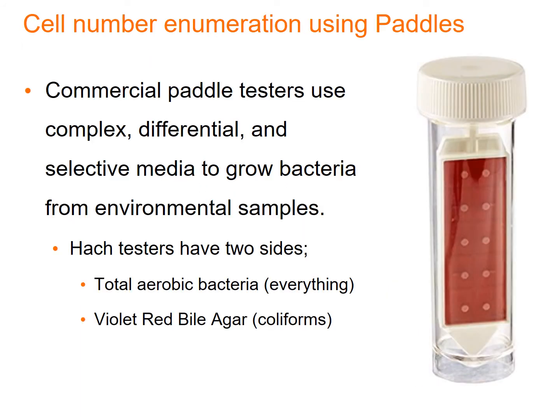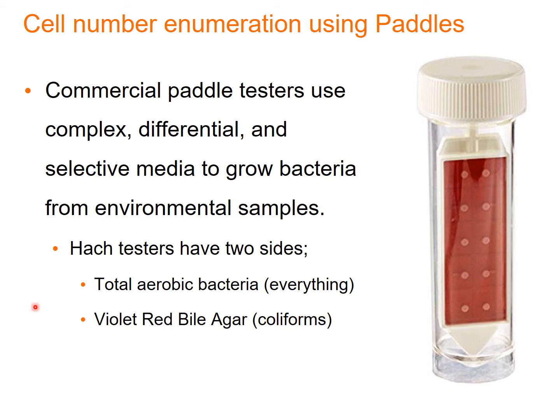It's pretty clear that serial dilutions are very labor intensive, and they use a lot of media, and there's lots of places to make mistakes, pipetting errors, mathematical errors. Another way of counting colonies is to use a commercial product, something called a paddle tester. And we have a couple of these in lab that we'll use to do a somewhat semi-quantitative bacterial count.